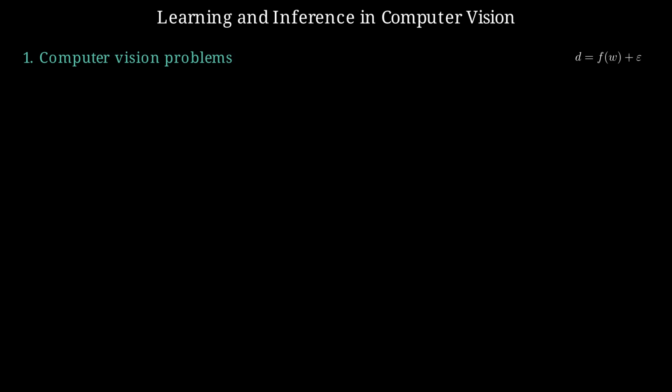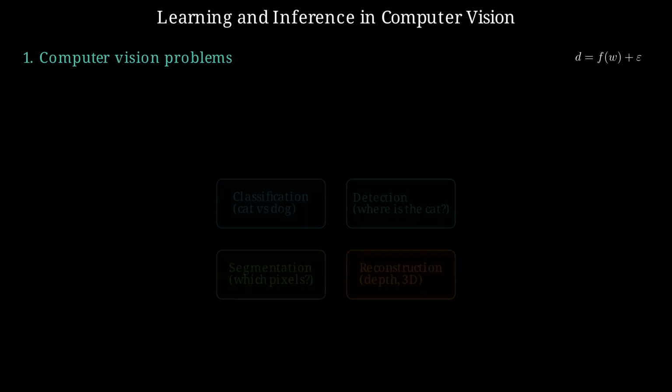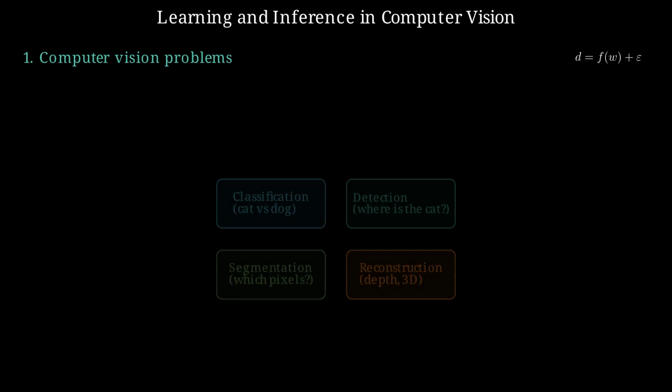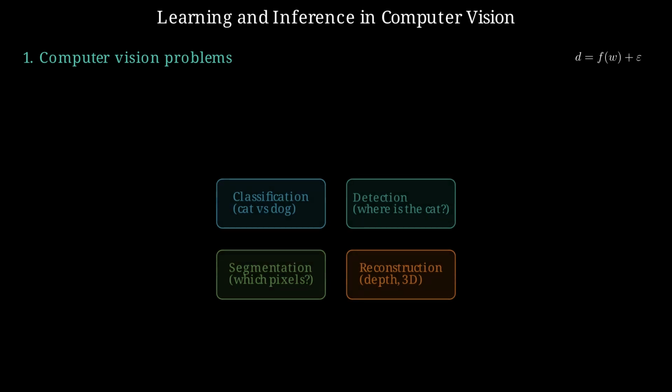Vision tasks differ in what world variable W we want to recover. Image classification assigns a single label to the whole image: is this a cat or a dog? Object detection returns labels plus spatial extents, bounding boxes around each instance. Semantic segmentation assigns a class to every pixel, distinguishing road, sky, pedestrian, and vehicle regions. Dense reconstruction estimates depth or surface orientation per pixel, effectively inverting projection to recover three-dimensional structure. All of these are inference over W, but W lives in different spaces with different dimensionality and structure.